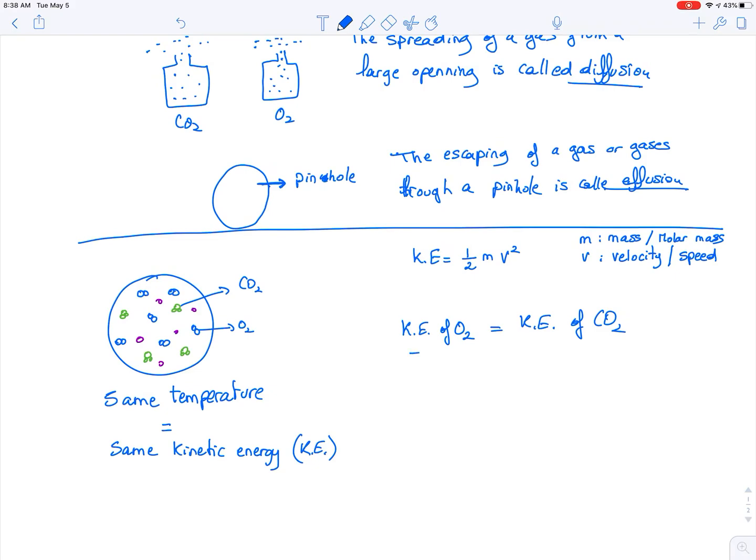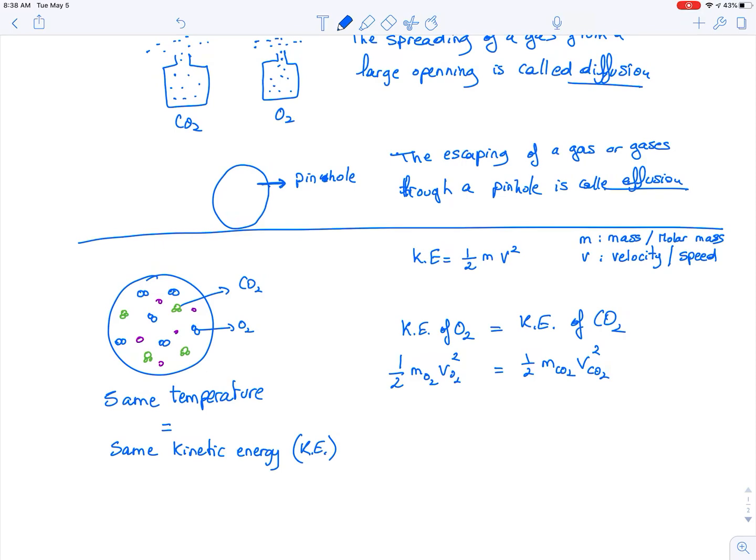So if the kinetic energy of oxygen is equal to the kinetic energy of carbon dioxide, because they both have the same temperature, I can also write it as half of m, the mass of oxygen, times the velocity of oxygen squared, is equal to half of the mass of CO2 times the velocity squared of CO2. Wait, what? All right, let me say that again.